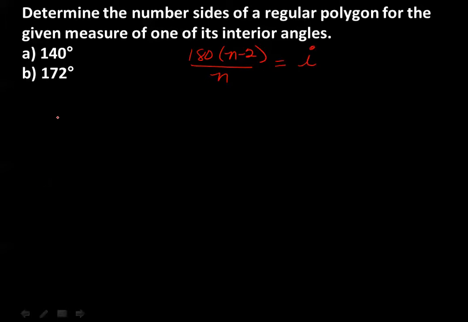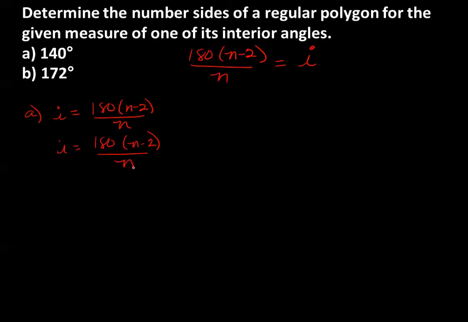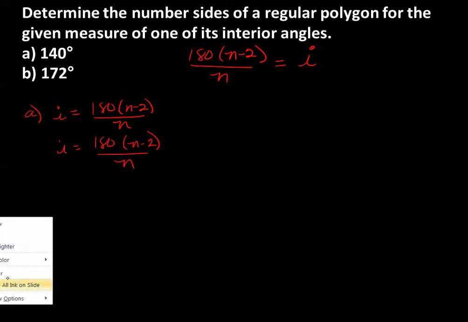So what I'm going to do here for this one is I'm going to say, okay, I got this little i equals 180 times n minus 2 divided by n. So I have 180 times n minus 2 over n, and look at me, I just wrote the formula all over again.